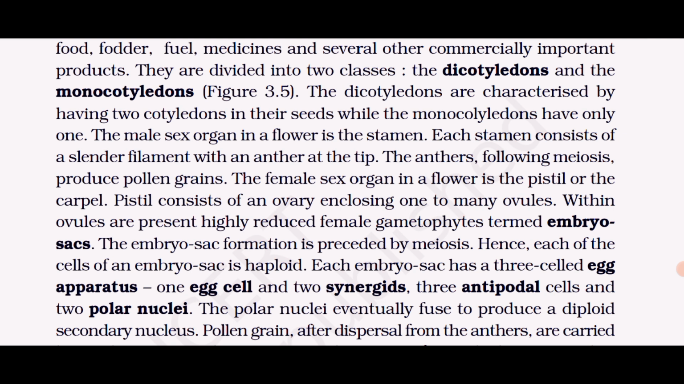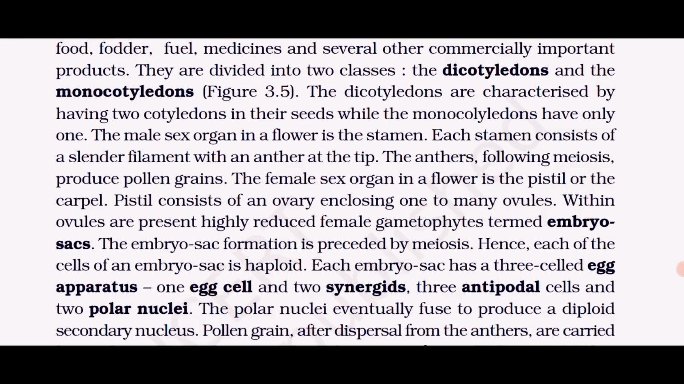Within ovules are present highly reduced female gametophytes termed embryo sacs. The embryo sac formation is preceded by meiosis. Hence, each of the cells of an embryo sac is haploid. Each embryo sac has a three-celled egg apparatus, one egg cell and two synergids, three antipodal cells and two polar nuclei. The polar nuclei eventually fuse to produce a diploid secondary nucleus.